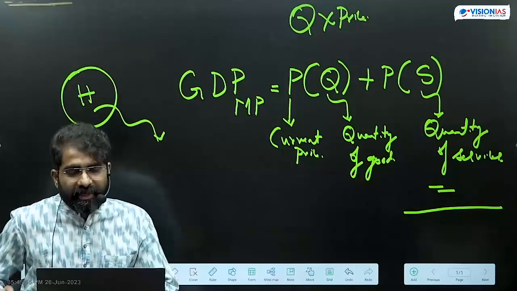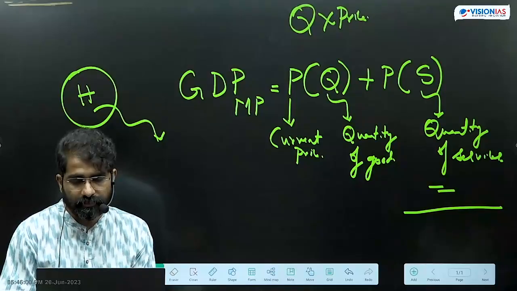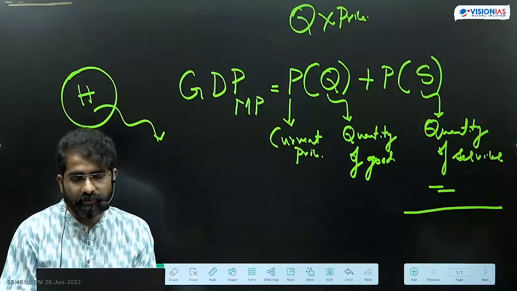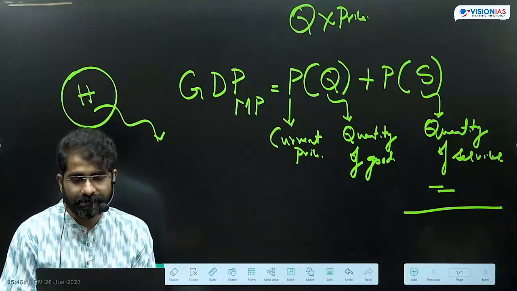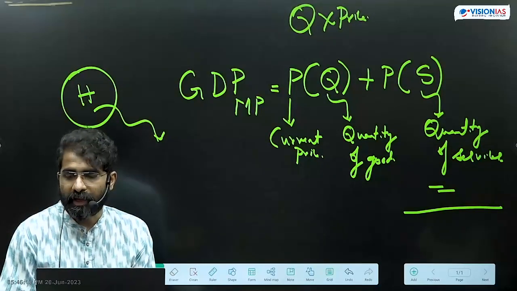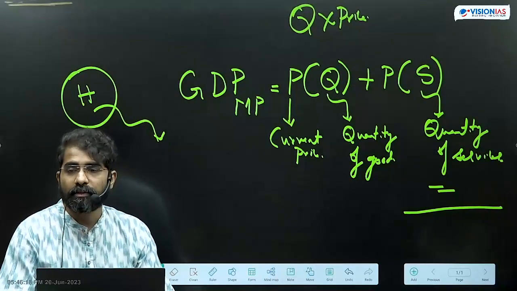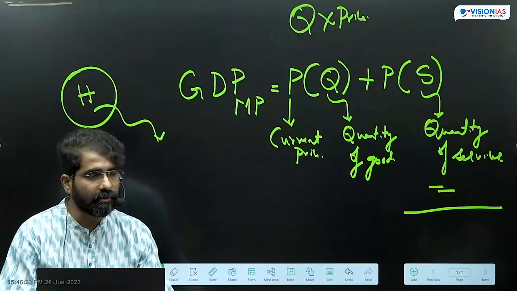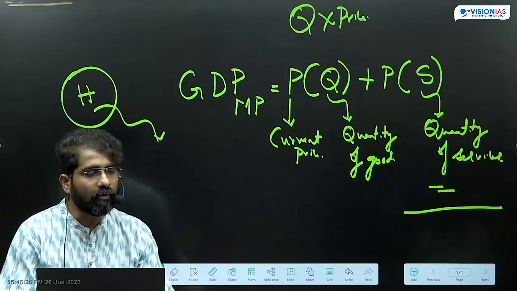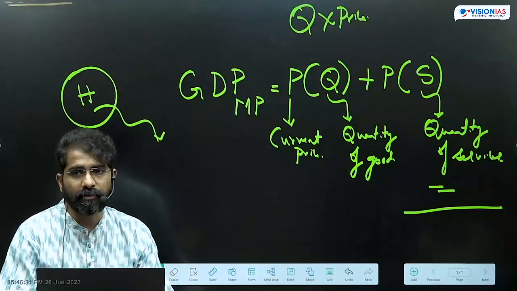Next point, write down. Only value added and not value of output by production units should be included, to avoid double counting.